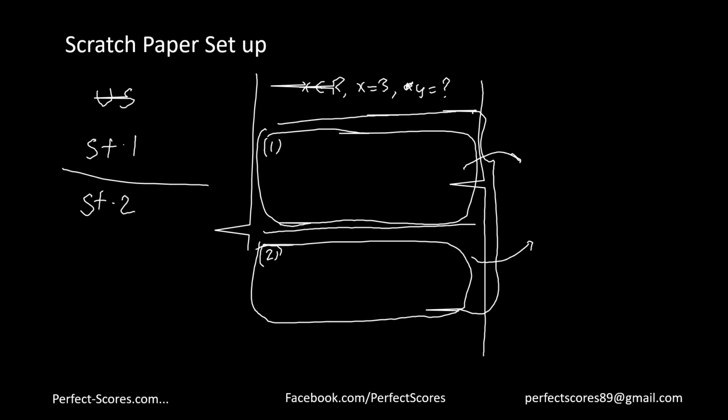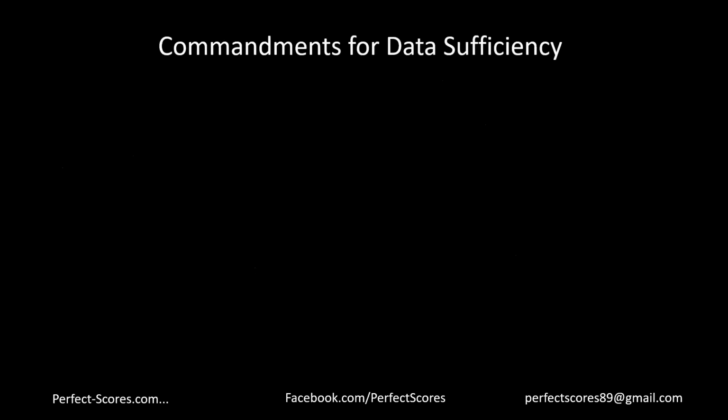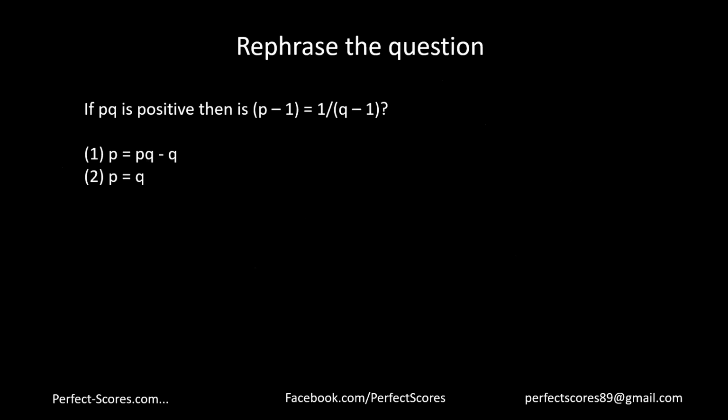Okay, so let's start with some commandments for data sufficiency. There are some things that you should always do, and some strategies as well. These are not strategies, these are tactics basically. So the first commandment is that you should always first try to simplify the universal statement whenever you can. So always try to simplify this if it's possible for you.